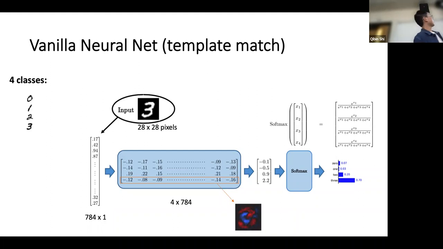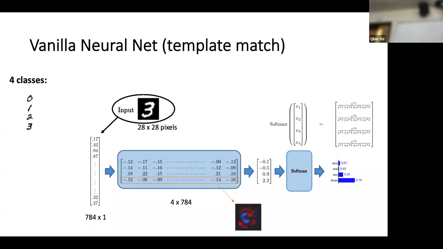So let's start with a vanilla neural network. Vanilla means that it's an original one. It's simple, it's only one layer. And it's only a simple linear operation with a simple activation function. So here, for example, we have a task to classify the handwritten digits 0, 1, 2, 3. We want to identify the number from the handwritten digit image.